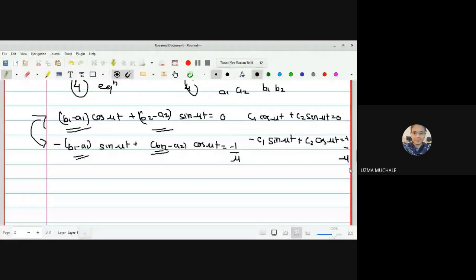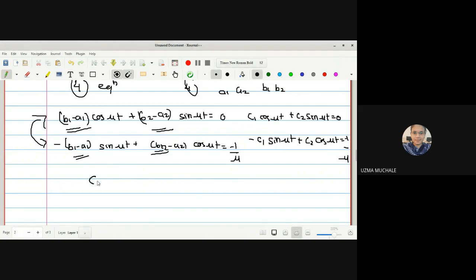Okay, now we have to solve these equations in C1 and C2, and later on we will find out the values of b1 and a1. How do we find this out? By using Cramer's rule, can you find the values of C1 and C2?